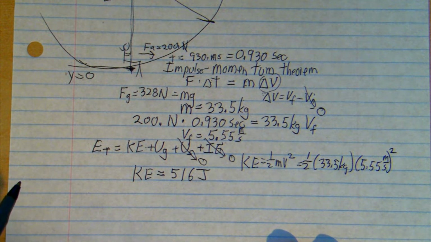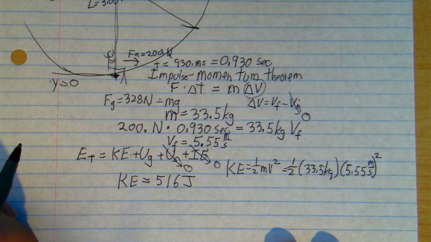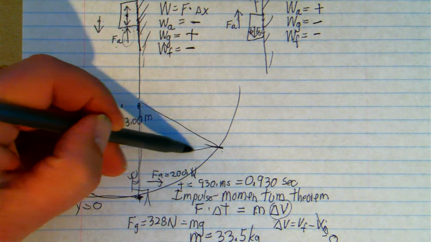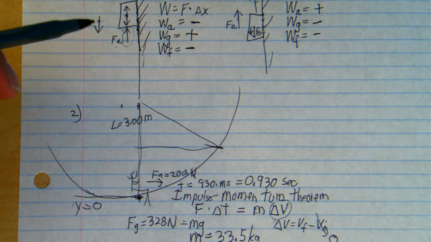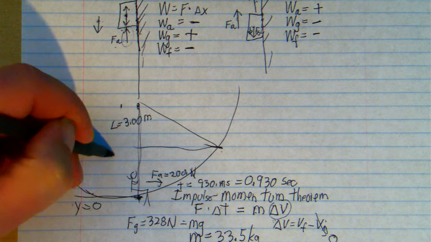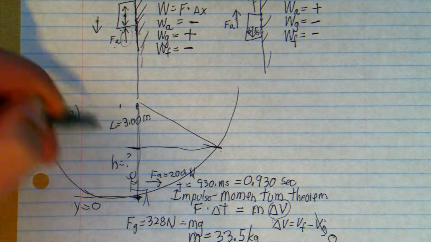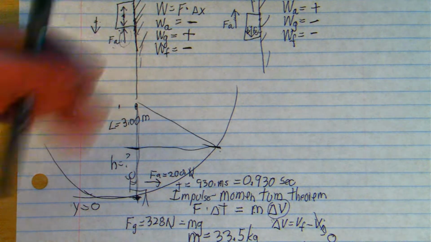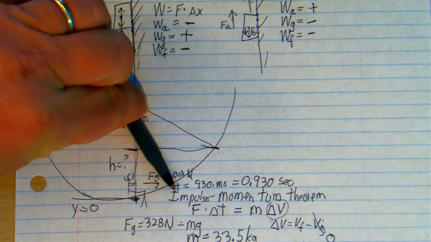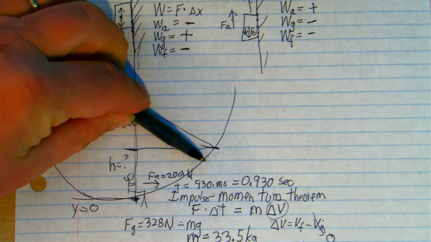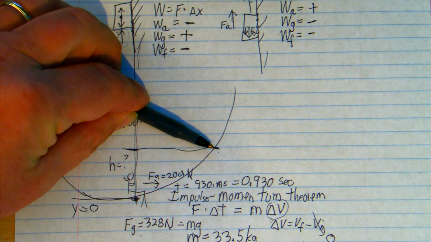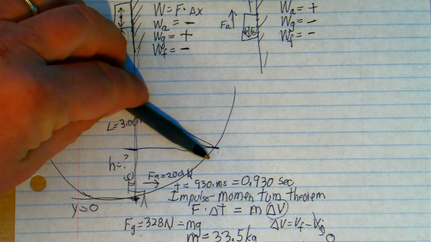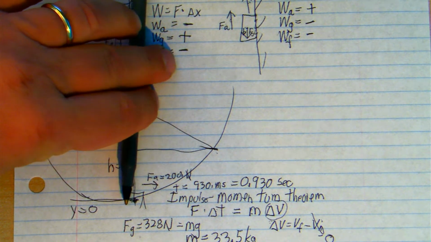This still doesn't answer the question. The question was, how high does she rise at the end of this first push? What is her height above the lowest point? My claim is, as the swing rises, the kinetic energy is transformed into gravitational potential energy. Sort of the opposite of that ostrich egg as we began this unit.